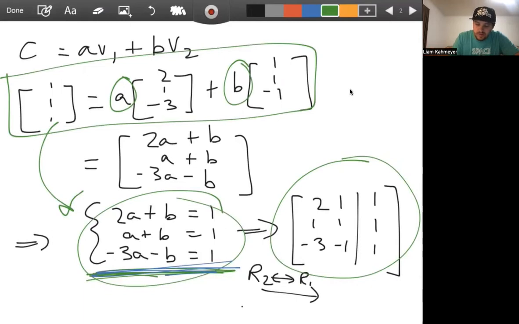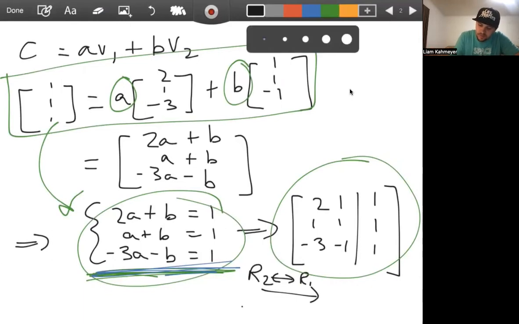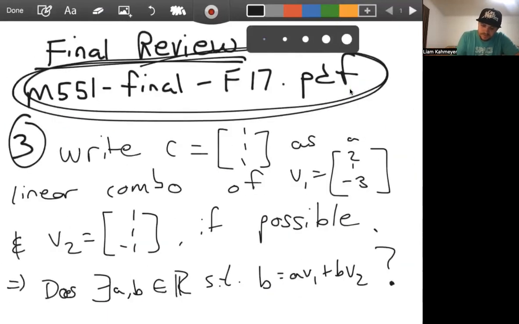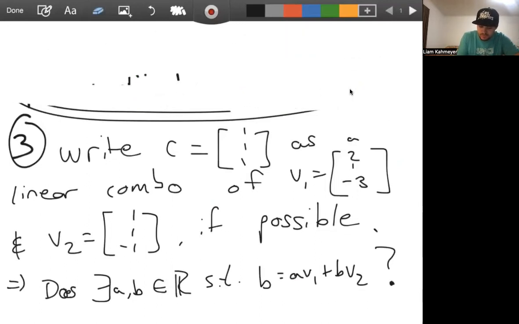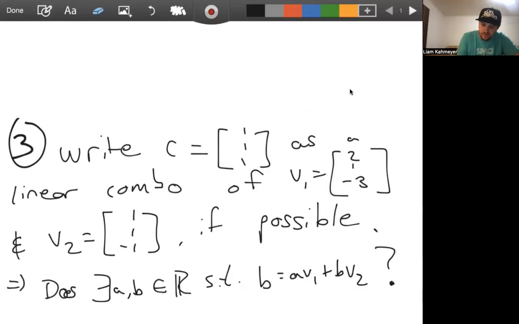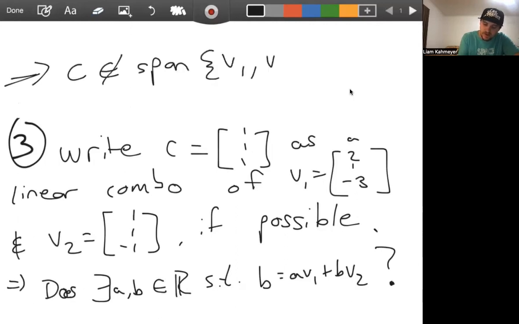What else would this be saying? This would be saying, by the way, I'll erase up here, just for some understanding here. The answer to 3 tells us that C is not an element of the span of v1 and v2, right? Because we've shown that C is not a linear combination of v1 and v2.